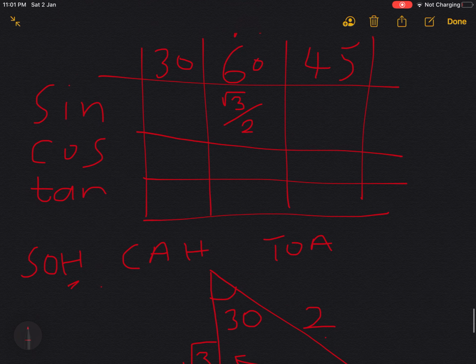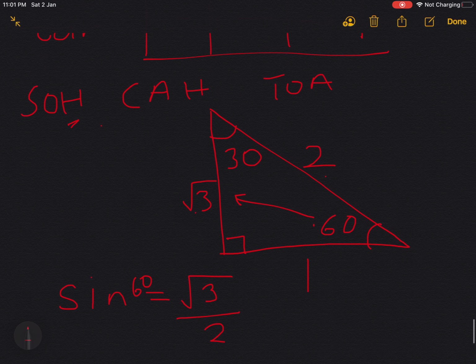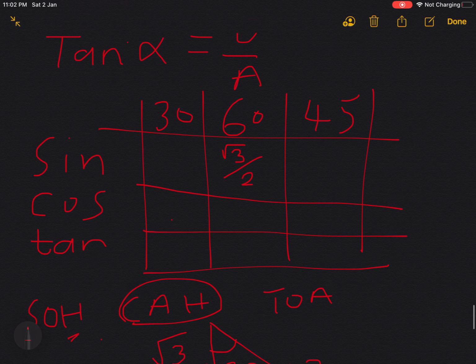How about let's try cos 30. So use CAH. Cos 30 from this triangle is going to be the adjacent. So this is the adjacent to 30, which is root 3, over the hypotenuse, which is 2. So cos 30 has the same value as root 3 over 2.